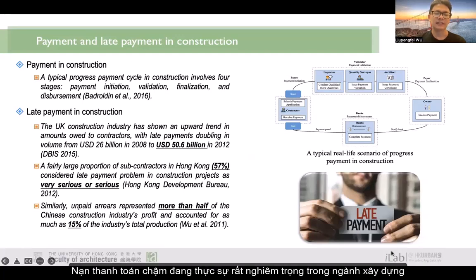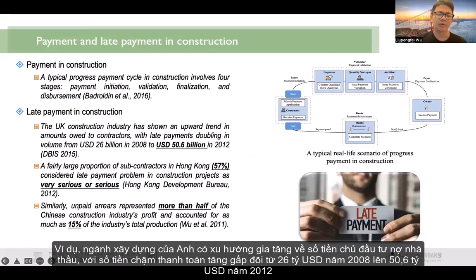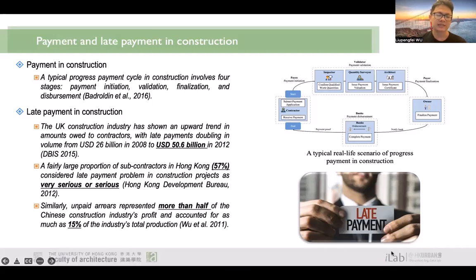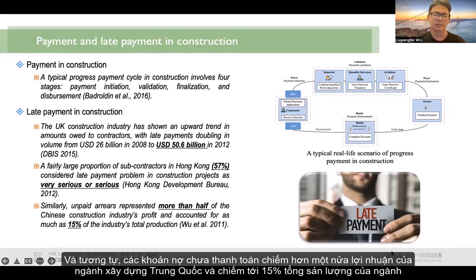Late payment is very serious in the construction industry. For example, the UK construction industry has shown an upward trend in amounts owed to contractors, with late payments doubling in value from USD 26 billion in 2008 to USD 50.6 billion in 2012. As another example, a fairly large proportion of subcontractors here in Hong Kong, 57%, considered late payment in construction projects as very serious. Similarly, unpaid arrears represented more than half of the Chinese construction industry's profit and accounted for as much as 15% of the industry's total output.